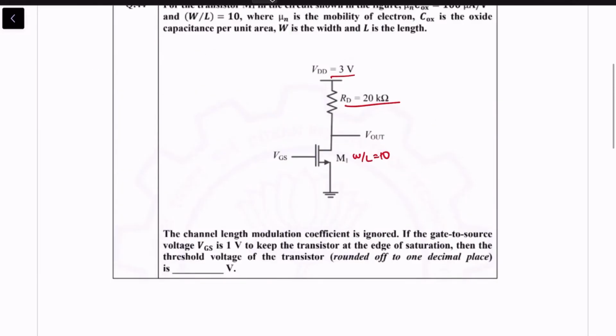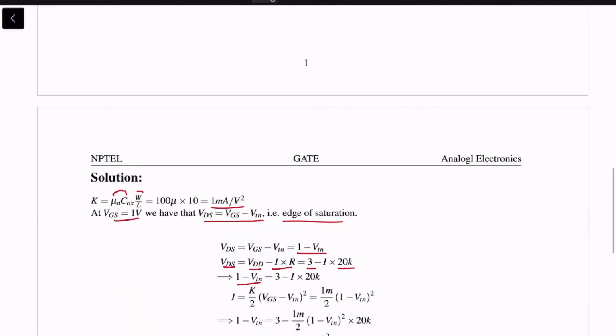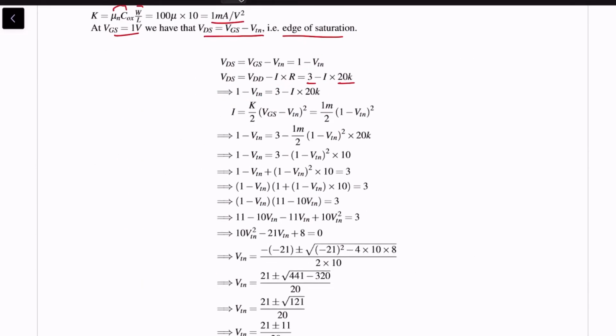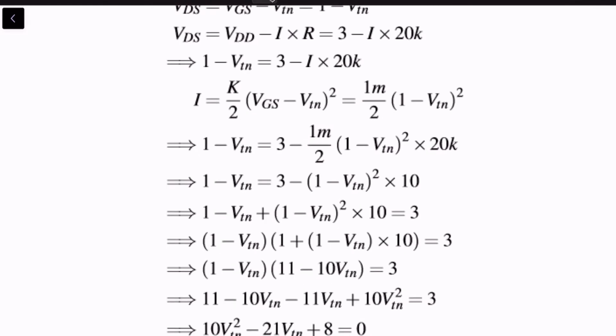R is the resistance here. So I flows here, so this is IR. So therefore we have the voltage here as VDD minus IR, right? So the value of VDS as two expressions are 1 minus VTN and 3 minus I into 20K, right?